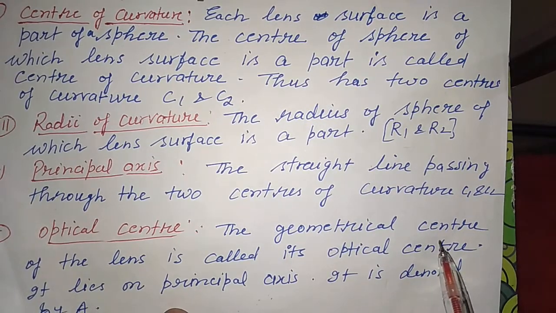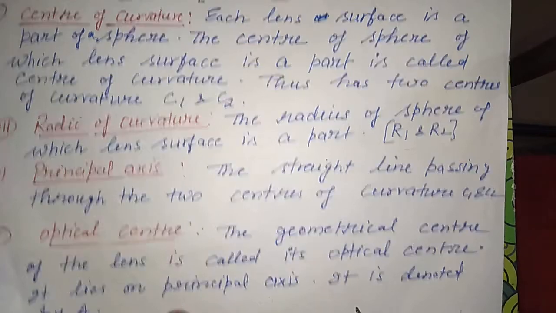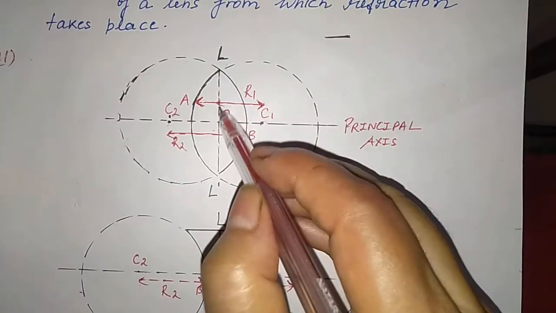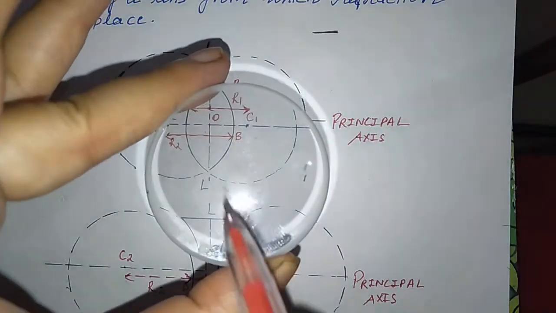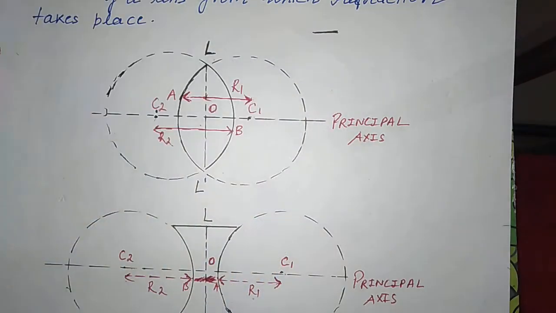The geometrical center of the lens is called its optical center. It lies on the principal axis. You can see here, this is at the center of the lens. Because this is very small, we can take it as the center of the lens.